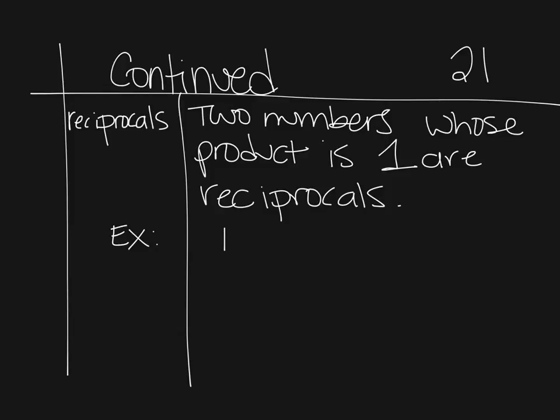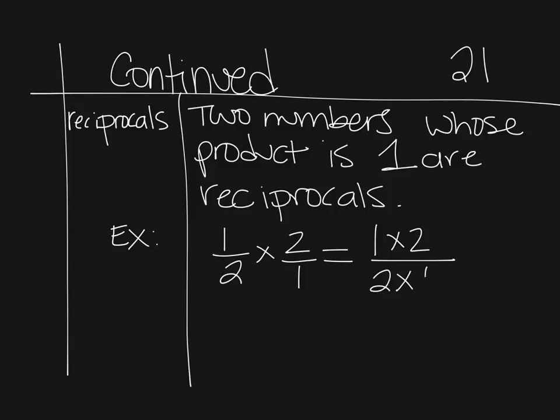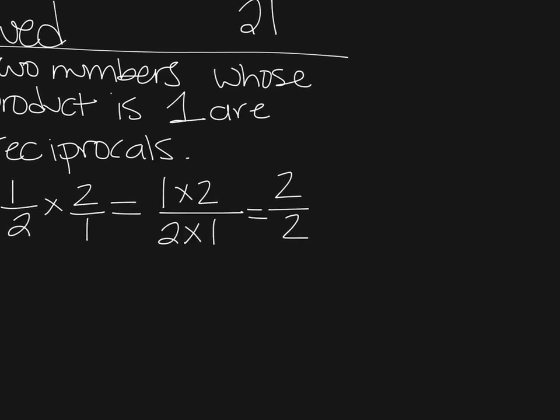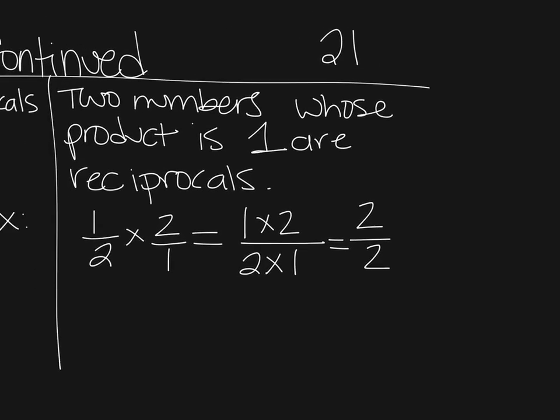Let's say you have 1/2 times 2/1. 1 times 2 equals 2. So I'm going to go ahead and write that. And then 2 times 1 is on the denominator. 1 times 2 is 2. 2 times 1 is 2. 2 goes into 2 one time. So it's going to be equal to 1. That means that 1/2 and 2/1 are reciprocals.